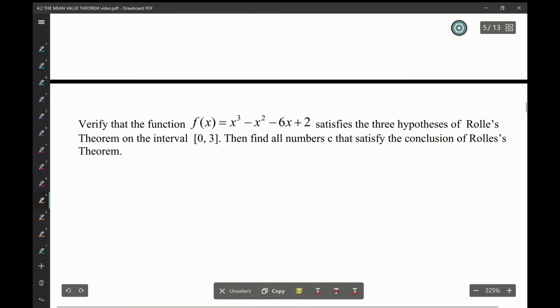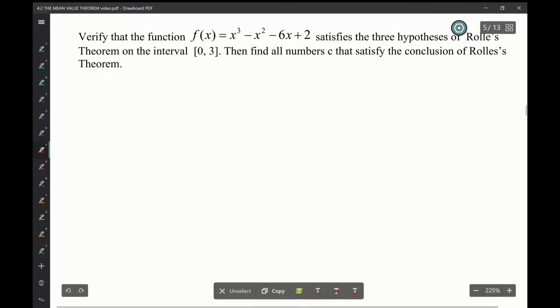First, we want to verify that the function f of x is equal to x cubed minus x squared minus 6x plus 2 satisfies the 3 hypotheses of Rolle's theorem on the interval from 0 to 3. Then we want to find all numbers c that satisfy the conclusion of Rolle's theorem. So first, let's verify that f of x satisfies the 3 hypotheses.